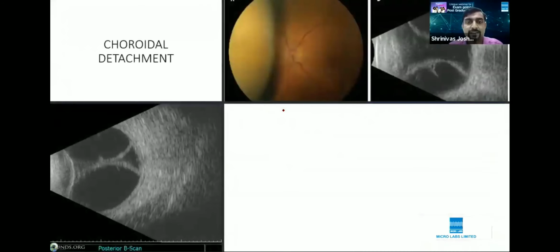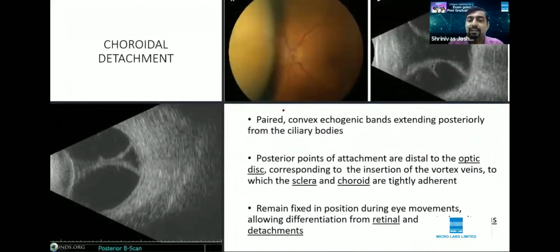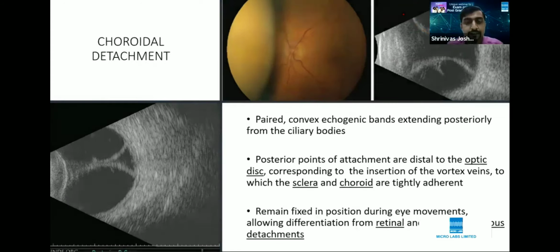Lastly, the choroidal detachment: here you can see paired convex echogenic bands extending posteriorly from the ciliary body. It remains fixed in position during eye movement, and that is how you differentiate it from retinal and posterior vitreous detachment. Posterior vitreous detachment is highly undulating, next undulating is the retina, whereas choroidal detachments are not undulating, they are almost fixed. And sometimes when you see both opposing each other, it is called an appositional choroidal detachment.